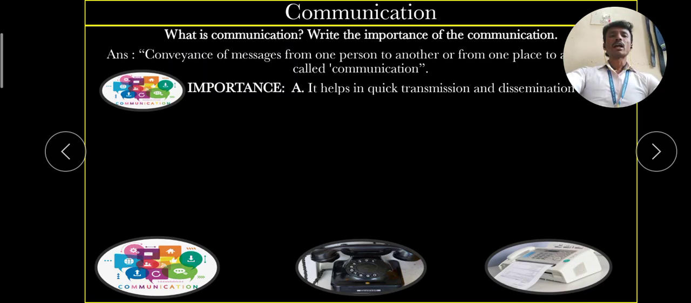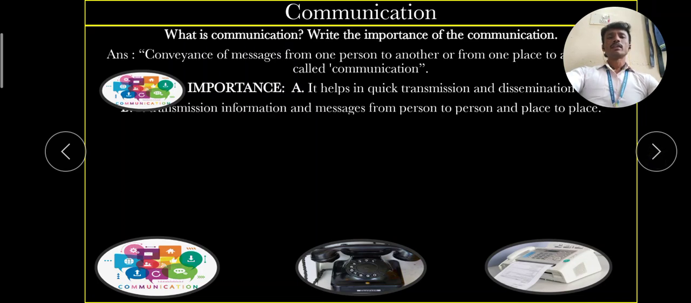It helps in quick transmission and dissemination. Transmission is the act of sending a message, and it is quick, fast. We can quickly send a message to any person in the world. Dissemination means that within a span of seconds or a minute it can spread throughout the world. That is the capacity of communication. It helps in quick transmission and dissemination.